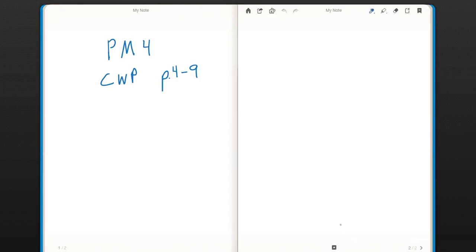This recording is for Primary Math 4. We're in the challenging word problems. I'll be working pages 4 through 9, which is the practice questions, and then a couple out of the challenging section.